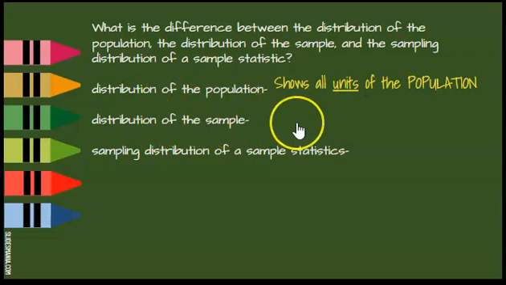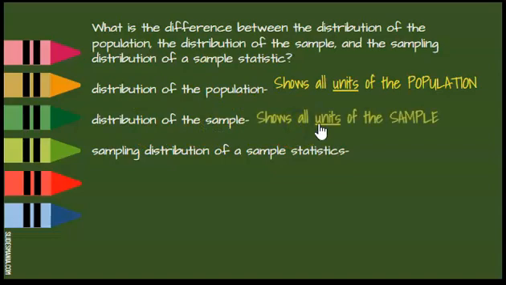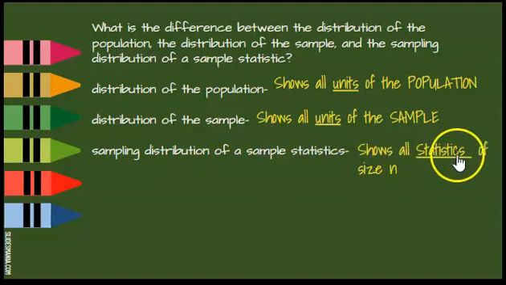Distribution of the sample would be all the individuals of a set sample. Like if you took a sample of size 10, your dot plot would have 10 dots, and each dot would represent one individual from your sample. Now, a sampling distribution of a sample statistic shows all the statistics of size n.